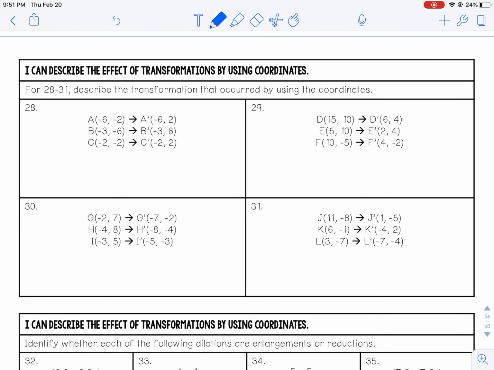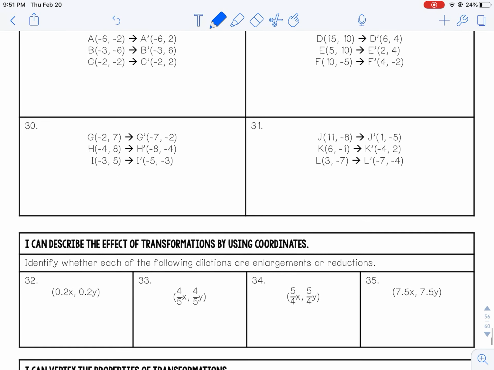All right, so for 28 through 31, we are going to describe the transformation that occurred by using coordinates. Again, you may need to use graph paper or a graph board for this. So you can see, did a rotation take effect? Did a translation? Did a dilation? Whatever happened, you'll need to sketch that out to be able to see it, even if you just sketch it like we did on some of the previous problems. That's going to take you a few minutes, but like I said earlier, I've taken a lot of questions out, so not too bad for you.